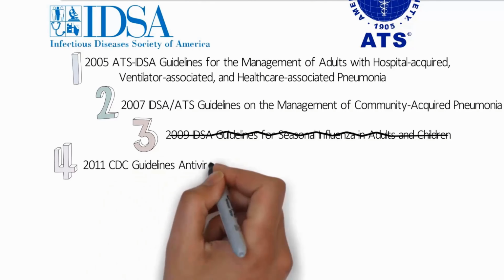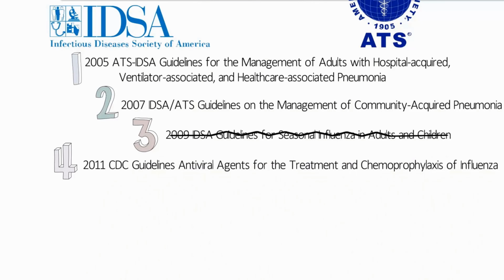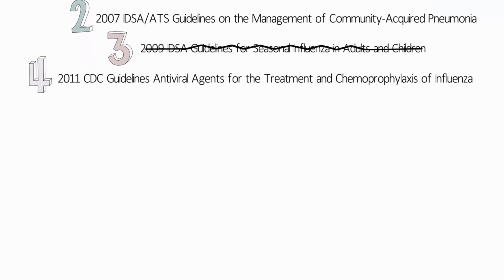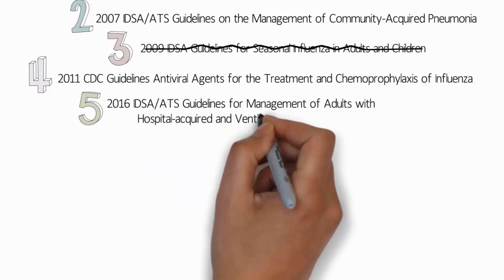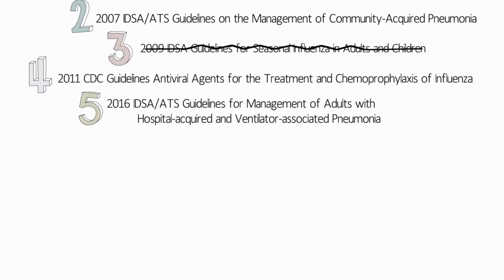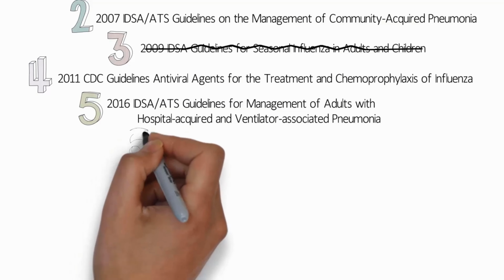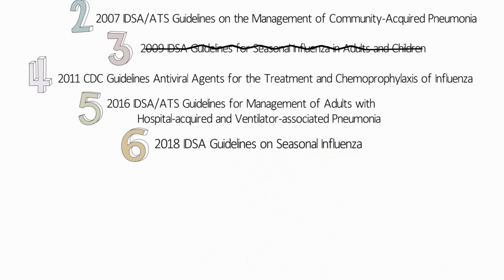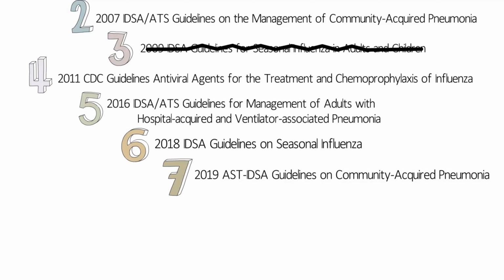Instead, we use the 2011 CDC guidelines for antiviral agents for the treatment and chemoprophylaxis of influenza. There's also the 2016 IDSA ATS guidelines for management of adults with hospital-acquired and ventilator-associated pneumonia. There is also the 2018 IDSA guidelines on seasonal influenza that was recently published. Now, in October of 2019, after 12 long years, IDSA and ATS together developed updated guidelines for community-acquired pneumonia, which borrow some components from the 2007 guidelines. We will discuss those shortly.